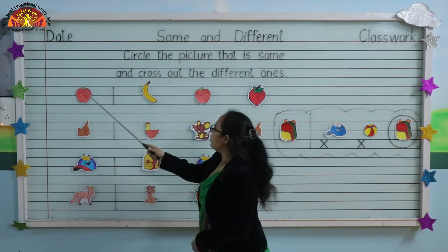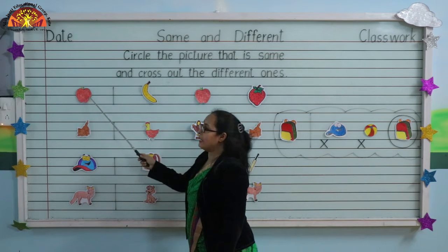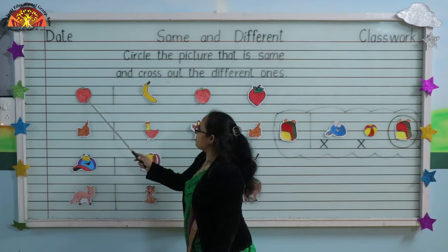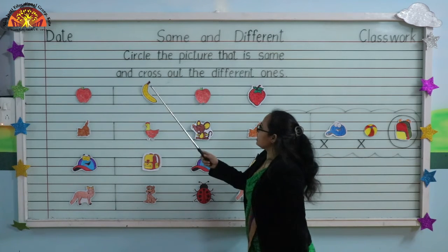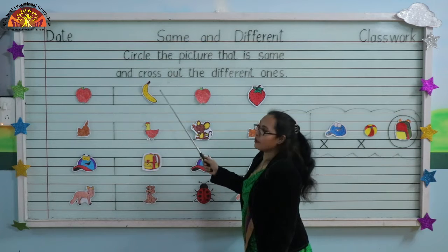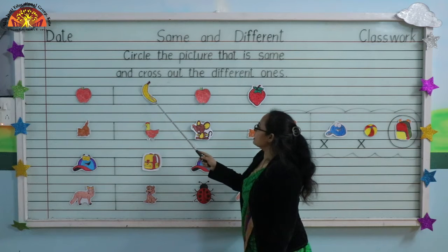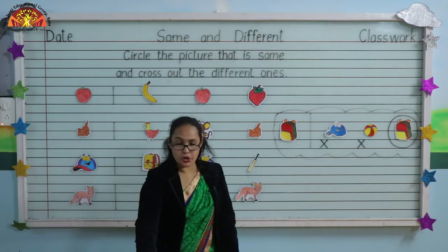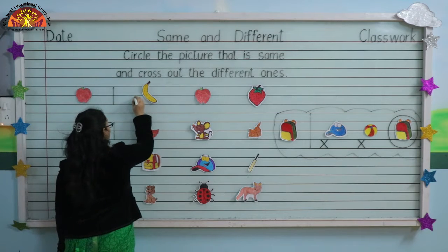Kids, what is this? Yes, this is a picture of an apple. Now we will find the picture which is same in color and size. Let's see. Kids, is this a same picture? No, this is a banana. It is different in color and size. So kids, cross the picture which is different. So put the cross like this.